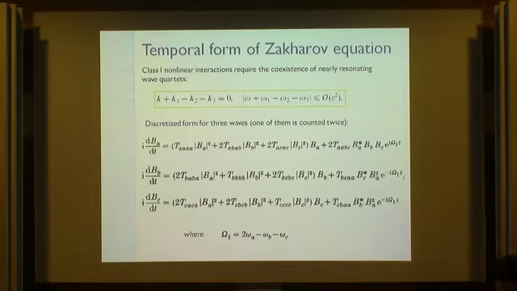So this is the discretized form, which Stiassnie and Shemer also derived in their paper. Here we have three waves, two of which are taken twice, which are named here by indices A, B, and C. So we take wave A twice, and in discretized form, the Zakharov equation looks like this.